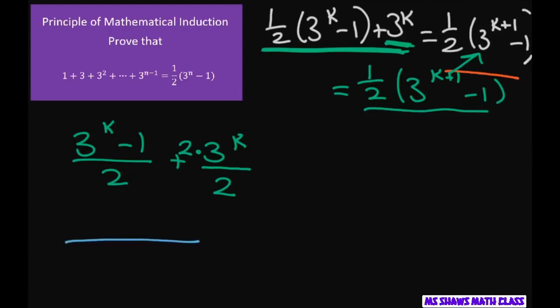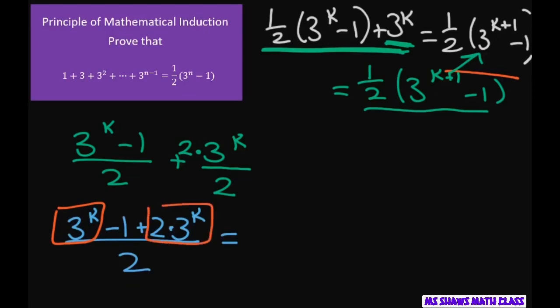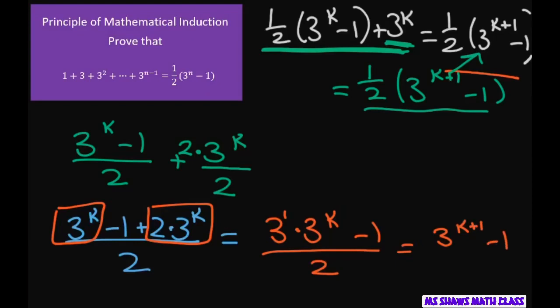So what this ends up being, all over 2, is 3 to the k minus 1 plus 2 times 3 to the little k. Now if you look at this, we have one of these plus 2 more of those. So that's 3 times 3 to the k, minus 1, divided by 2. Now, using your product property of exponents, this equals 3 to the k plus 1 minus 1 divided by 2, which is the same as 1/2 times (3 to the k plus 1 minus 1).